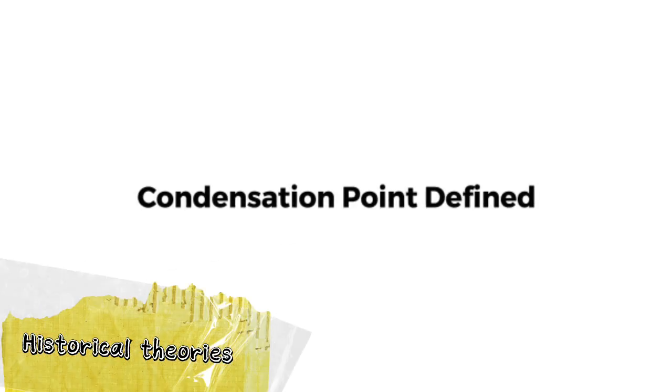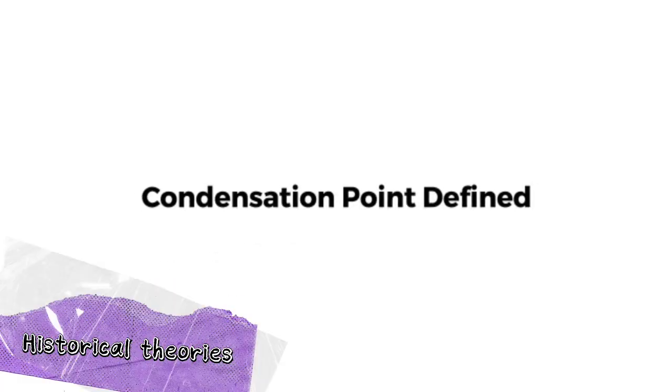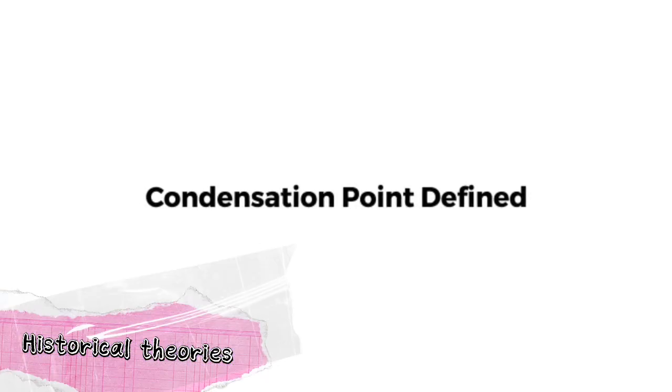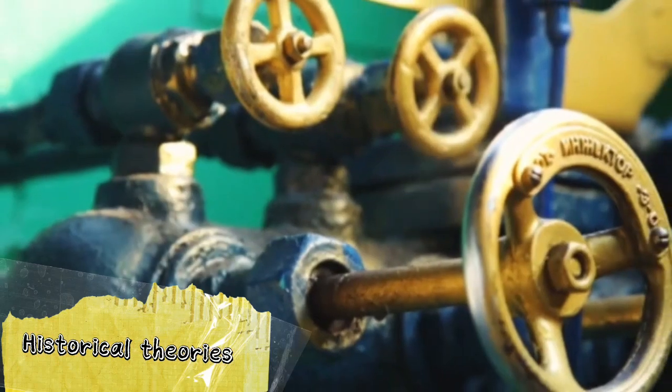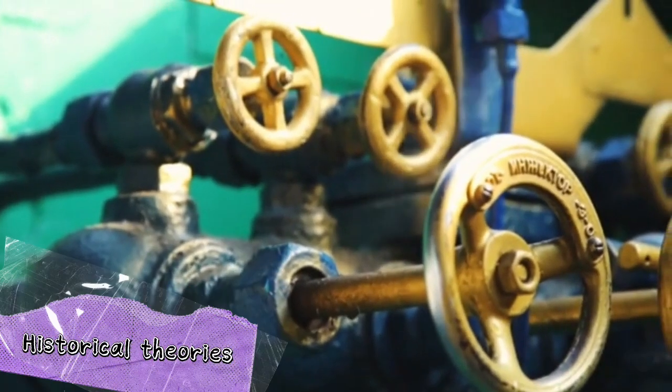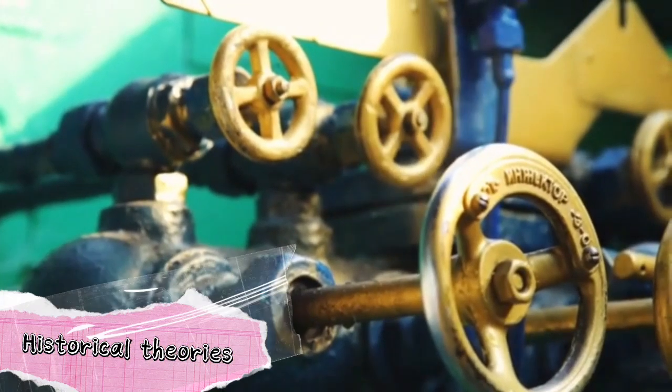Condensation point: it is the temperature at which a gas starts changing into its liquid state. Example: condensation point of steam is 100 degrees Celsius.